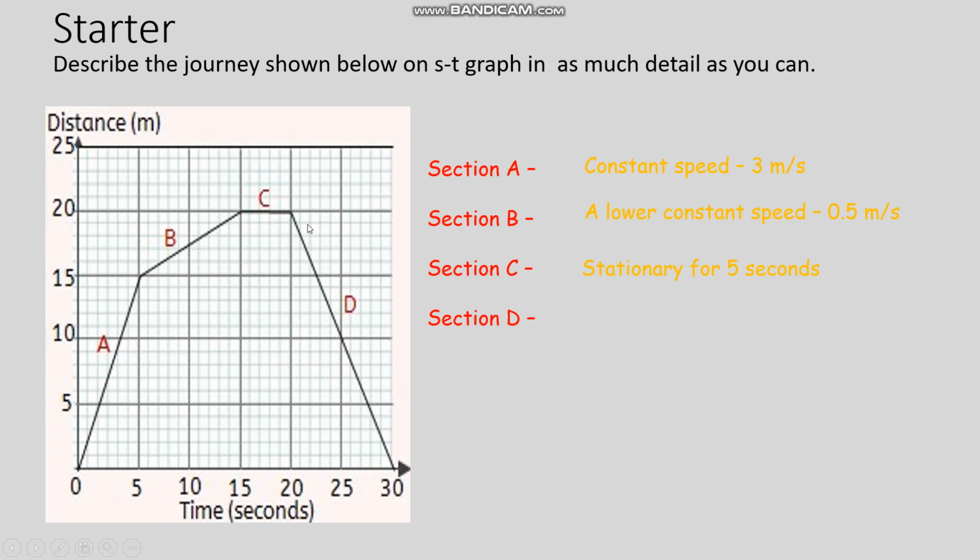And section D, you'll notice that the gradient of the line is negative. In other words, the object is going back to where it started from. We can still calculate its speed by using distance travelled, 20, divided by the time taken, 10, which gives us a constant or uniform speed of minus 2 meters per second. Minus because we're going in the opposite direction.